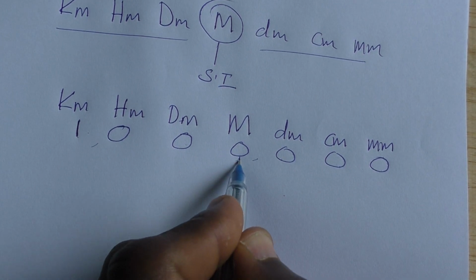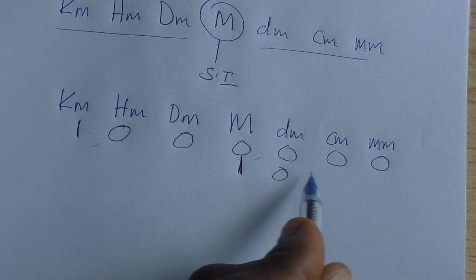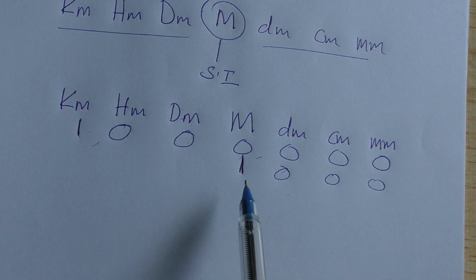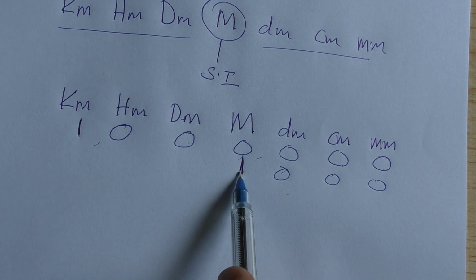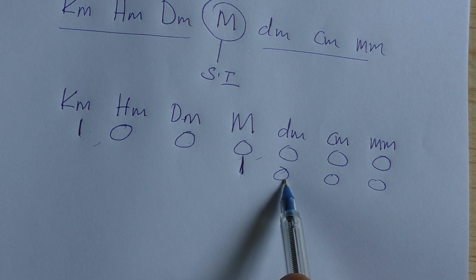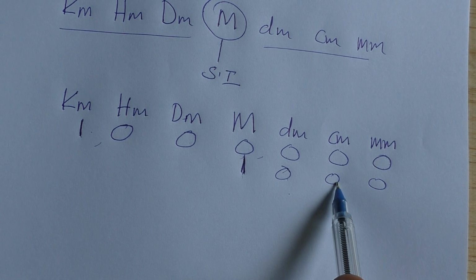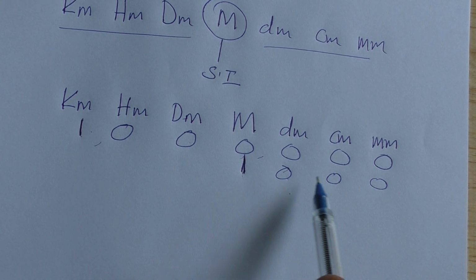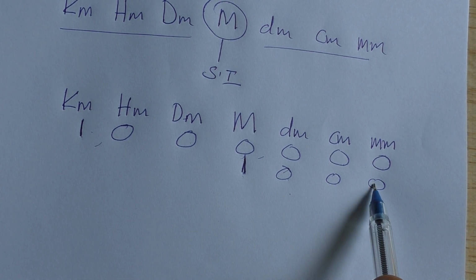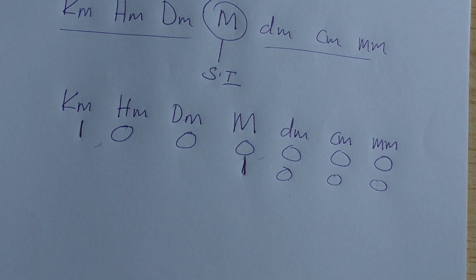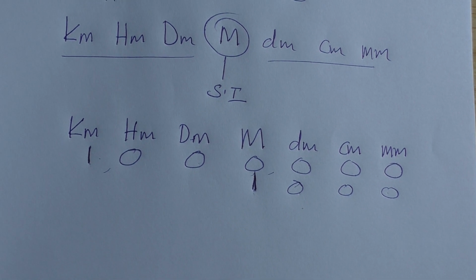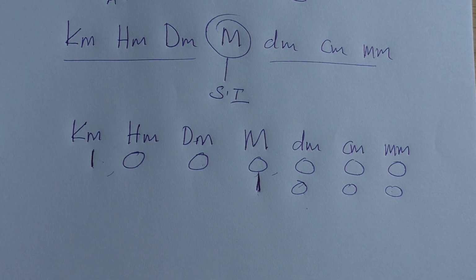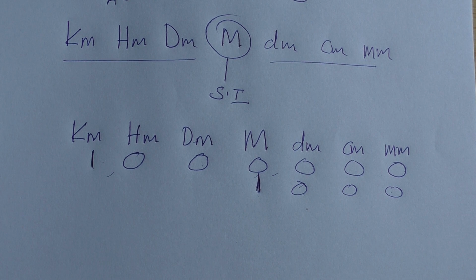So if it is a meter to other small units, 1 meter equals 10 decimeters, 1 meter equals 100 centimeters, 1 meter equals 1,000 millimeters. That is how we can convert from one unit of length to another.